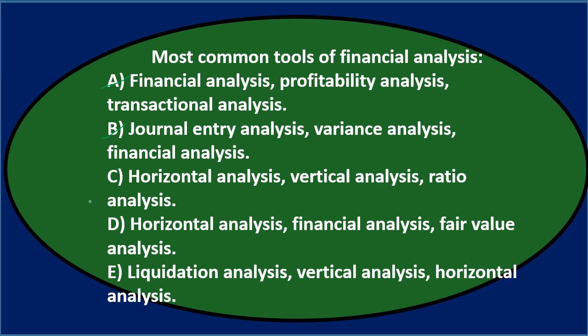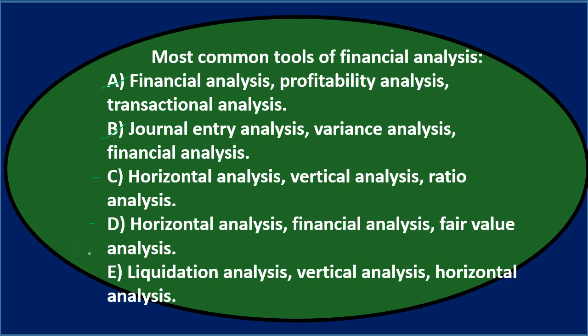C says horizontal analysis, vertical analysis, ratio analysis. Now this one has ratio analysis in there. That's the primary one I would expect to see. So I would think C's at least on the board. D says horizontal analysis, financial analysis, fair value analysis. The horizontal sounds like something I've seen. Financial analysis is in a lot of them, so you're starting to think that it's relevant, but it seems too general of a term. And the fair value analysis, it's possible. I'll keep that here for now.